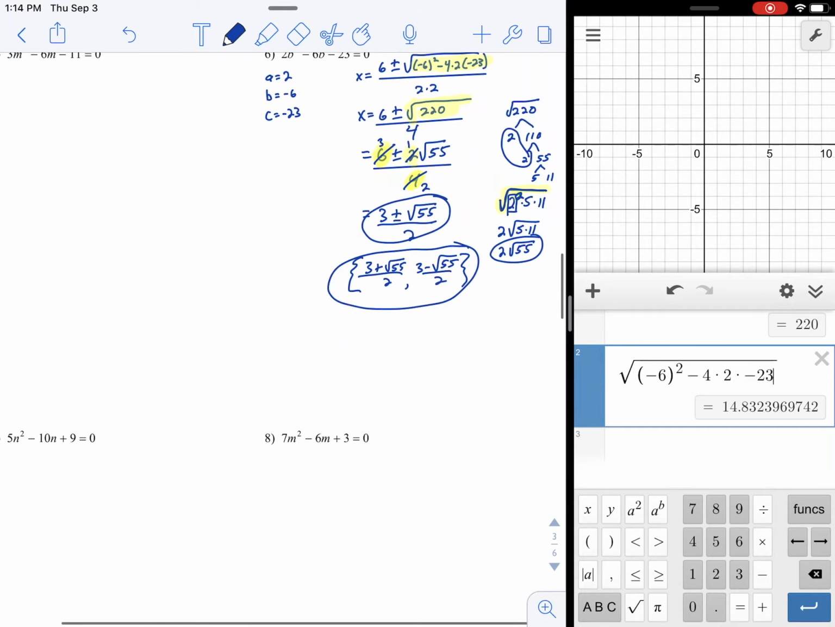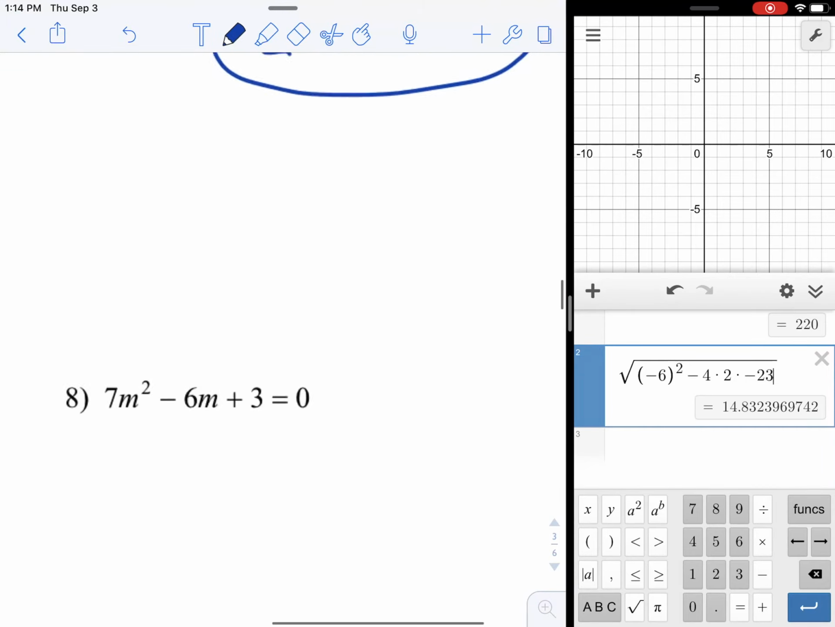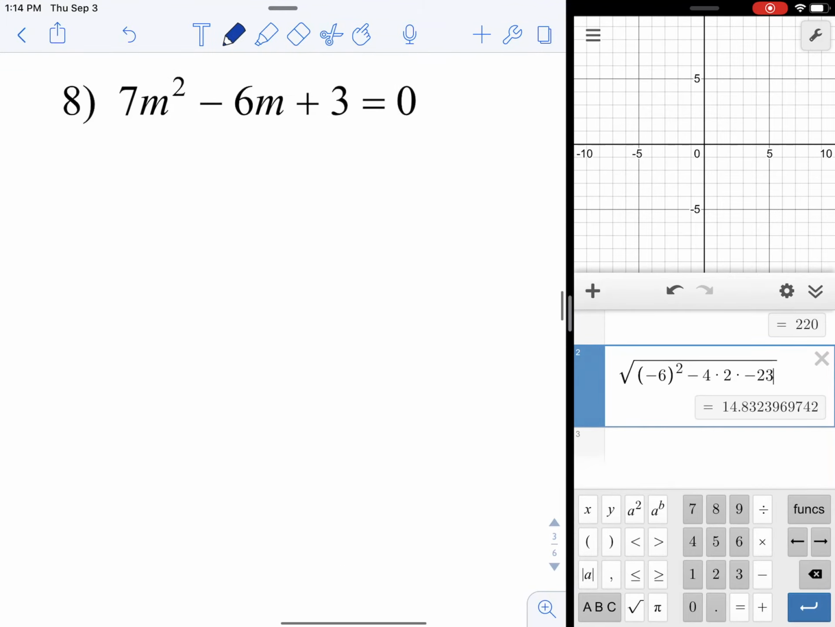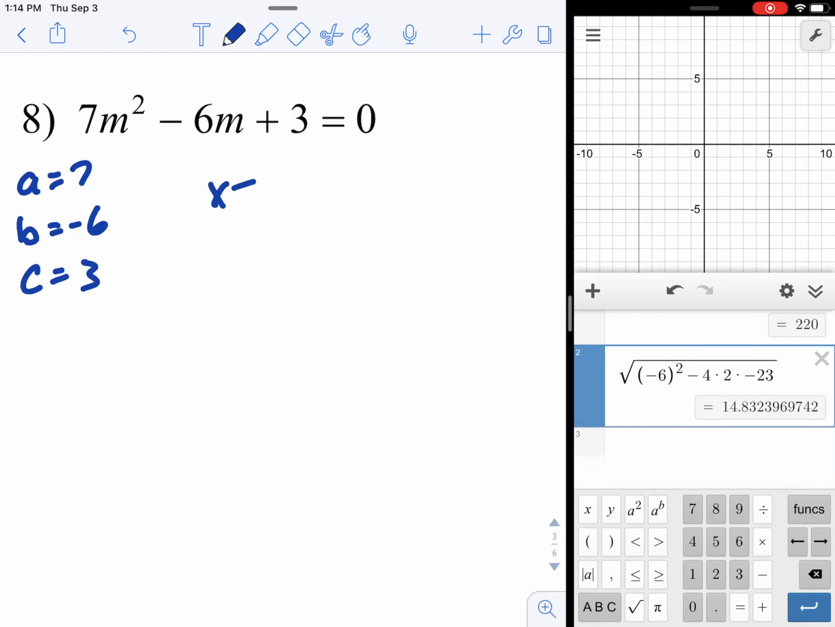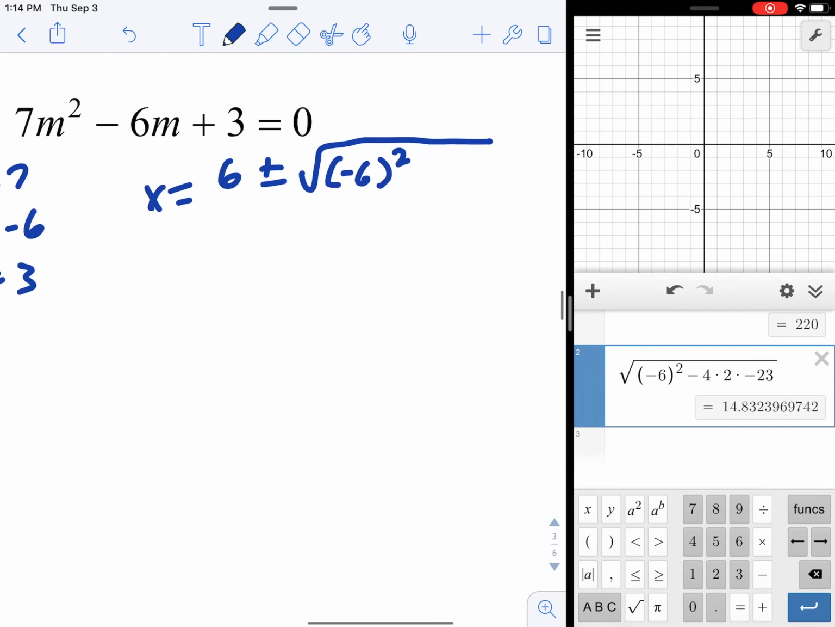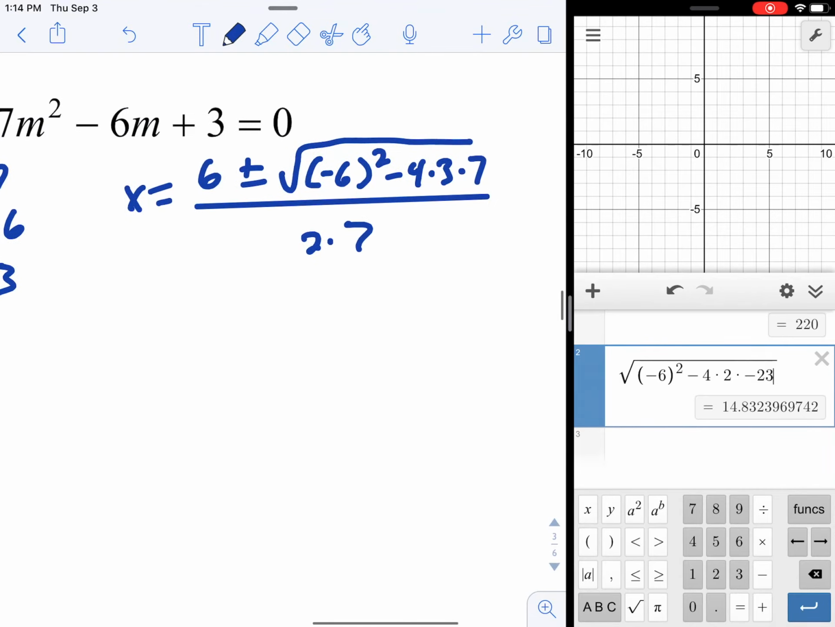Okay. Let's look at number 8. 8 is kind of repetitious of number 7, a lot of the same steps. So in this problem, A is 7, B is -6, C is 3. So if we use the quadratic formula, -6 plus or minus the square root, -6 squared minus 4 times 3 times 7, all divided by 2a, that's 2 times 7.